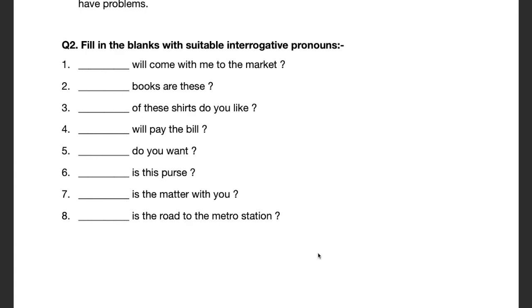Pronouns. Who will come with me to the market? Whose books are these? Which of these shirts do you like? Who will pay the bill? What do you want? Whose is this purse? What is the matter with you? Which is the road to the metro station? So we have done enough exercises on pronouns, and I feel you all have a clear concept now about different types of pronouns.